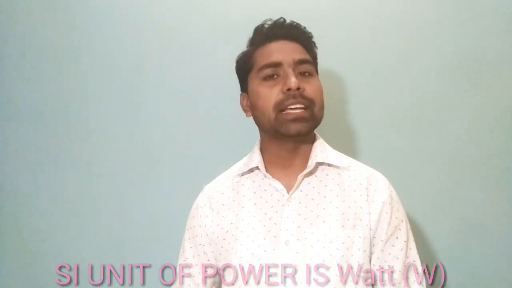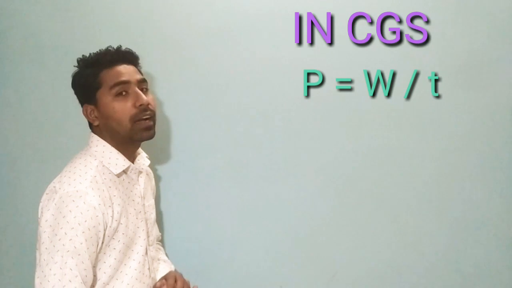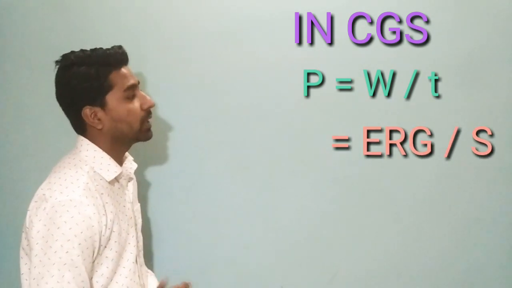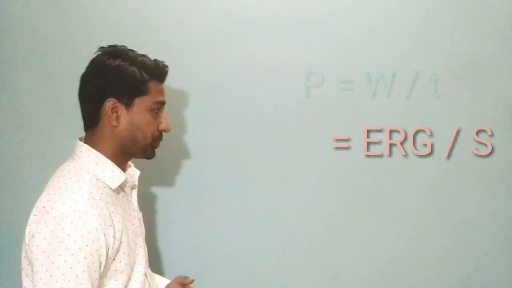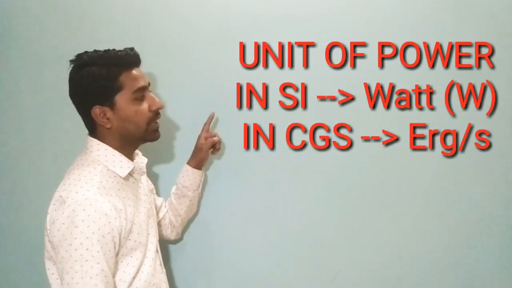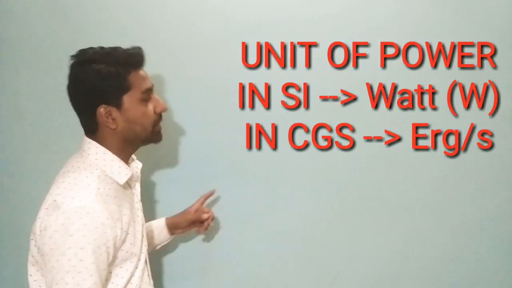And same way in CGS system, the unit of work is erg and the unit of time remains same. So it becomes erg per second. So we have seen that, again see, the SI unit is watt and CGS unit is erg per second.